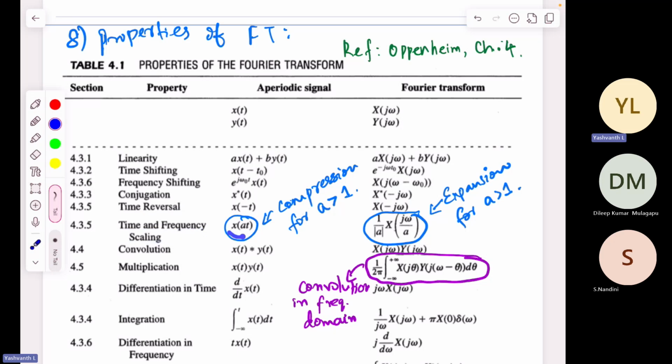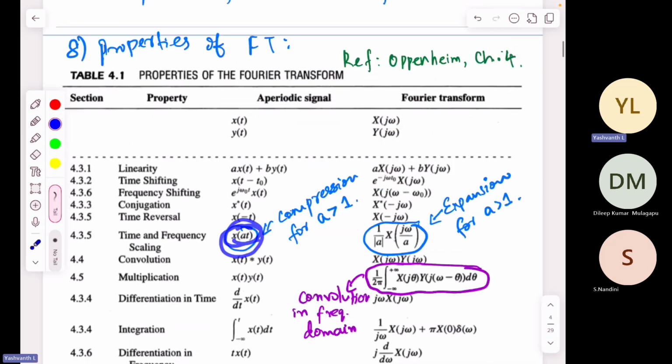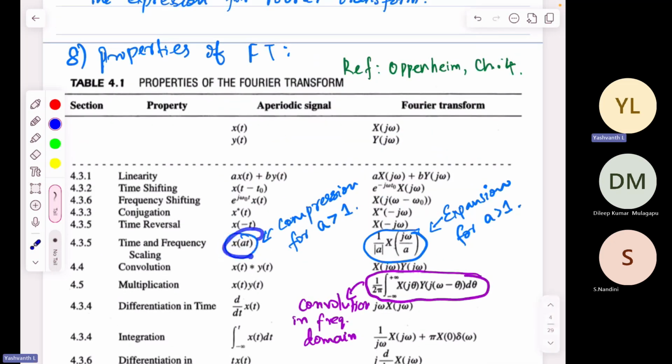What it says is that if x of t has a Fourier transform x of j omega, then consider x of at. Recall what this does. It does time scaling. If a is greater than 1, then it is a compression. If a is less than 1, it's an expansion. We saw that in the first few classes. I will give an example of how to do x of at; we will do that one example now.